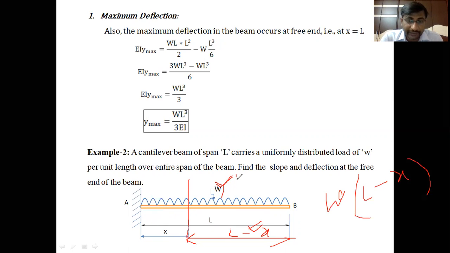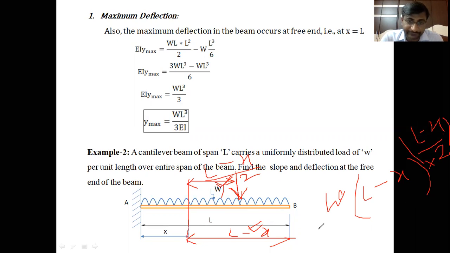Where does it act? It acts at the center of gravity of that rectangular load, also called the UDL. The total load is concentrated at the center of gravity of the load. Therefore, the distance of that concentrated load from the section becomes L minus x by 2, because the total distance from the section to B is L minus x. So the load is w into L minus x, and the distance is L minus x by 2. This is the bending moment at XX.